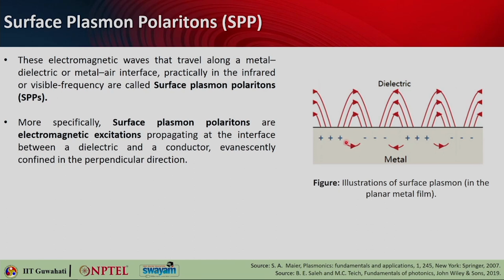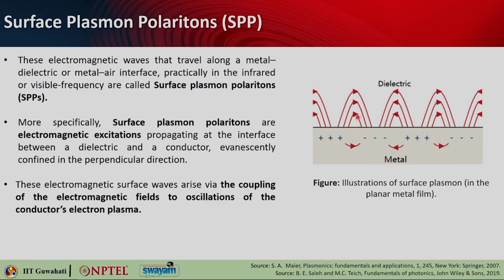One such representation is shown. Electric field lines go from plus to minus, and here also from plus to minus, denoted by an electric field line. But along the dielectric you can see that the electric field extends much more into the dielectric region in the perpendicular direction. This is the way they propagate, and the field extends more towards the dielectric region.